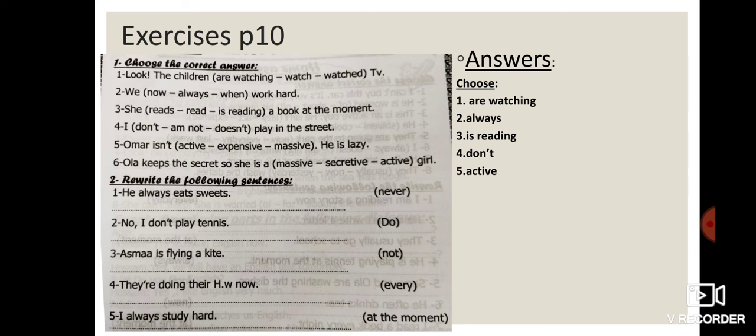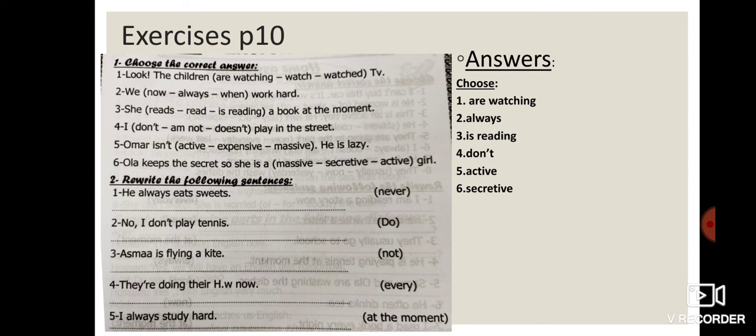Number 6, Ola keeps the secret. When someone keeps the secret, so he is. Ola keeps the secret, so she is a secretive girl. Okay.